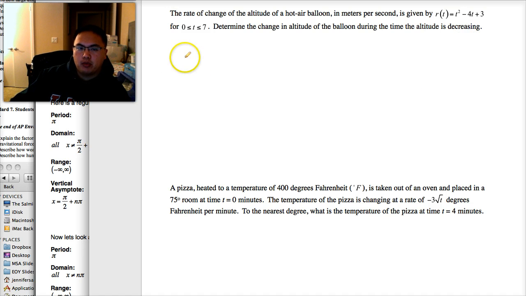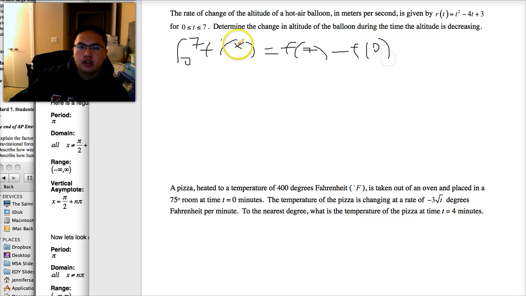So the biggest mistake that people will make is they see this 0 to 7 and they'll do this. And I don't blame you, it has a number, so everybody will probably want to do this for the fundamental theorem of calculus. So I want the change of altitude, between 0 and 7. From 0 to 7 of f prime of x. See how it says the rate of change? So you know that this is the formula that goes here. But the problem is it doesn't say determine the change in altitude from 0 to 7. It says determine the change in altitude of the balloon when the altitude is decreasing.